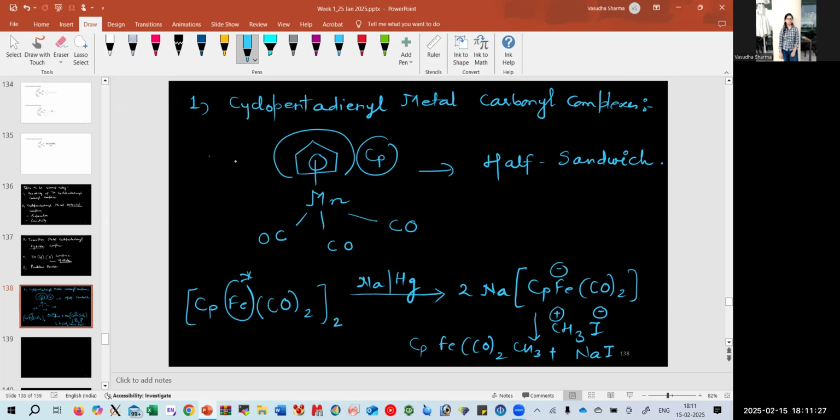So after that, when it is having a CH3I, it would give you a positive charge on CH3, and then the iodide ion would attack onto your CH3, giving you a product. So this is of your interest.